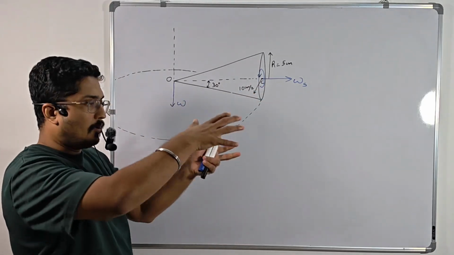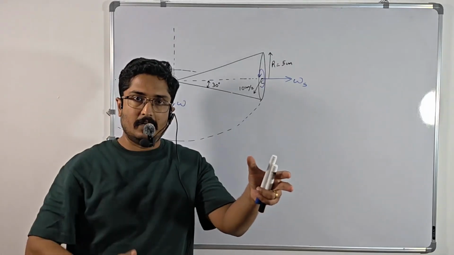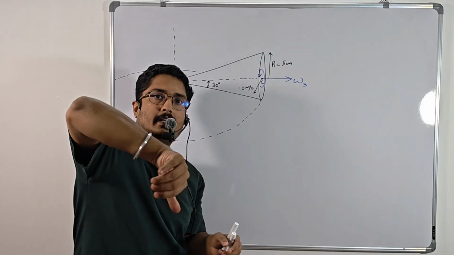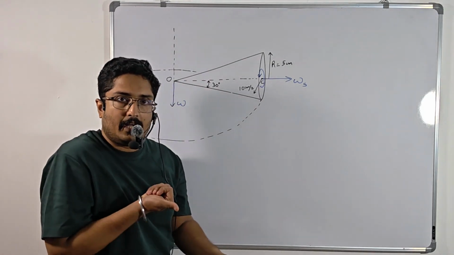In the same manner, this cone is basically revolving, right? It will be revolving around this vertical axis. So the cone is going to move in this way. Curl your fingers in that direction, and whichever direction the thumb points, here you can see the thumb is pointing in the downward direction.